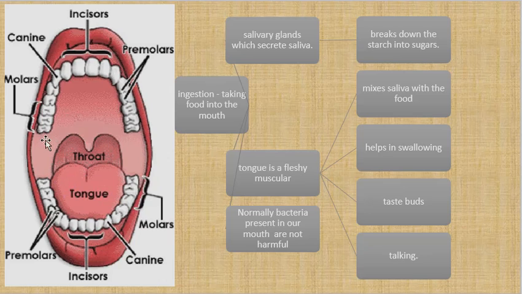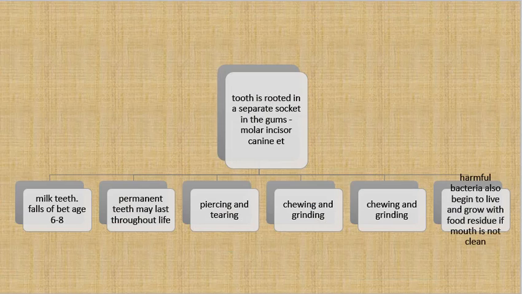Then you have teeth. Teeth are divided into molars, premolars, canines and incisors. These are the different types of teeth. On the top and the bottom, you have two jaws, the upper jaw and the lower jaw. Different teeth have different functions. Some help in tearing, some help in biting, some help in grinding, some help in chewing.